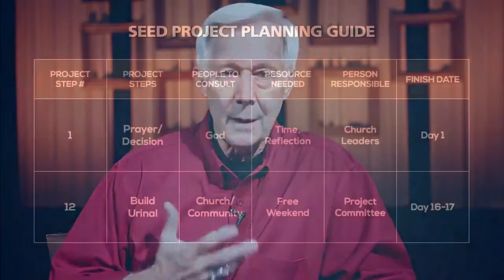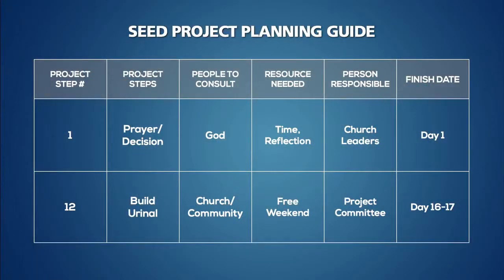Okay, well now let's, in the next slide, slip down to step 12, actually building the latrine. So as you can see, we're going from 1 to 12, so we're missing steps 2 to 11. But I just want you to see how this gets filled out. On step 12, the actual thing that we're going to do on that day is to build the urinal. And then who do we need to consult for that step? Well, obviously the church and the community have been interacting all through the previous steps.